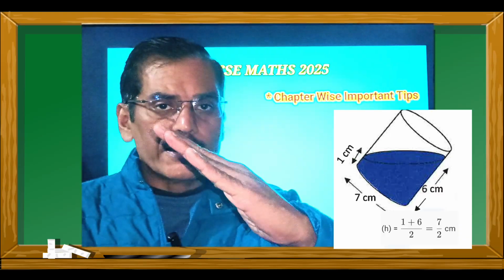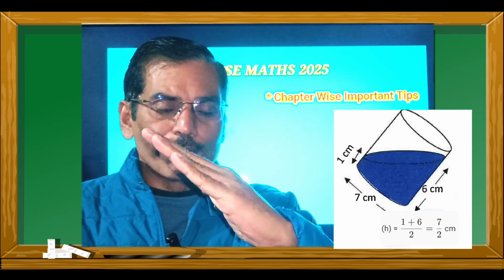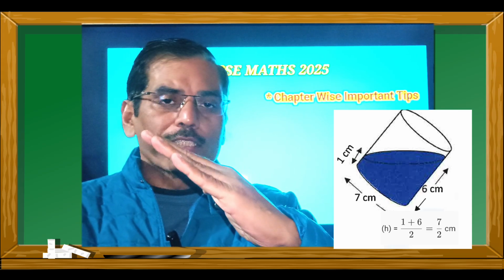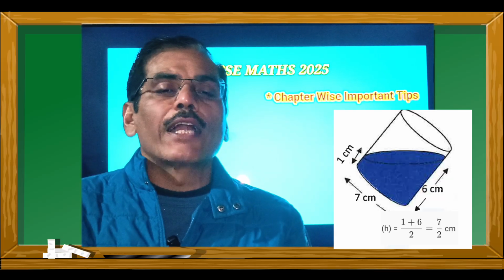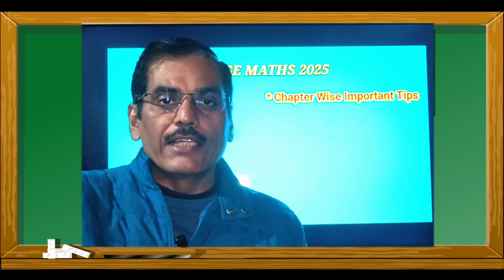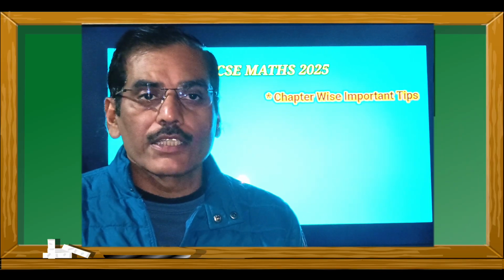Suppose if the cylinder is tilted, like if you go through the specimen paper question. So how much height, longer height and shorter height? You take the average of the two heights to get the straight height, vertical height. Okay, I hope this is also clear.